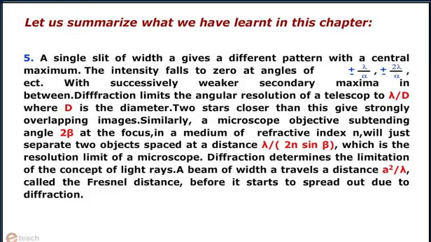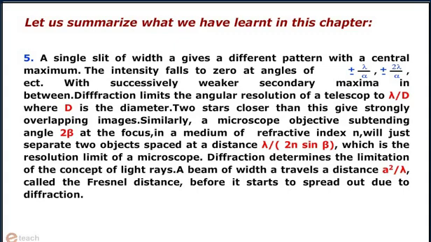A single slit of width a gives a diffraction pattern with a central maximum. The intensity falls to 0 at angles of ±λ/a, ±2λ/a, etc., with successively weaker secondary maxima in between. Diffraction limits the angular resolution of a telescope to λ/d, where d is the diameter. Two stars closer than this give strongly overlapping images.